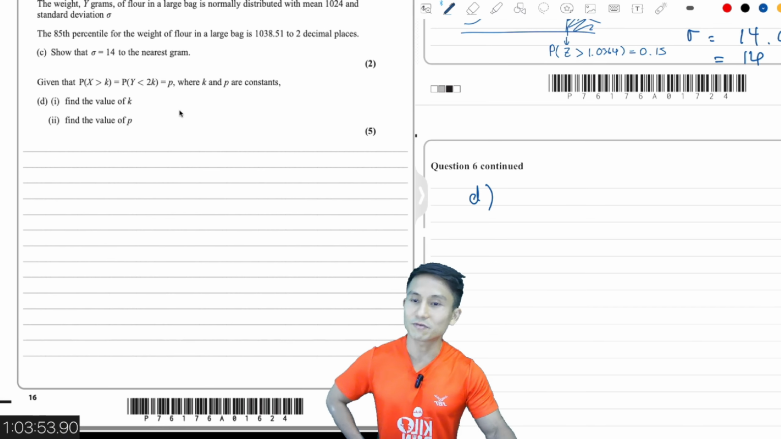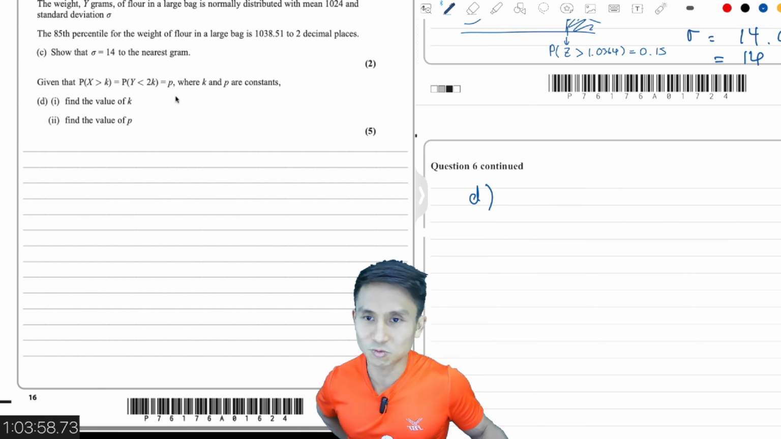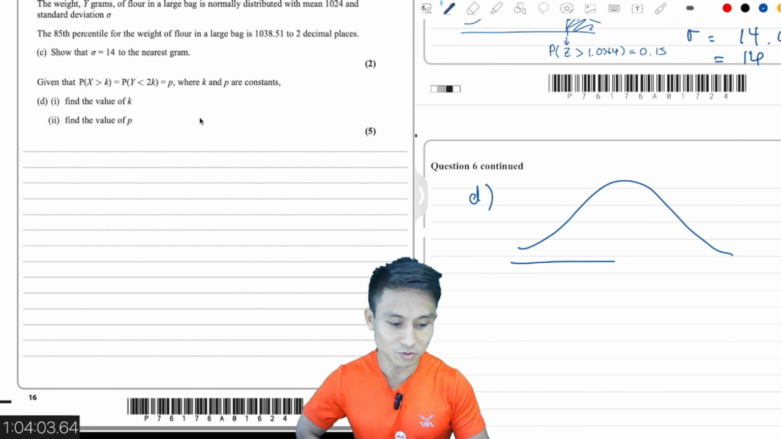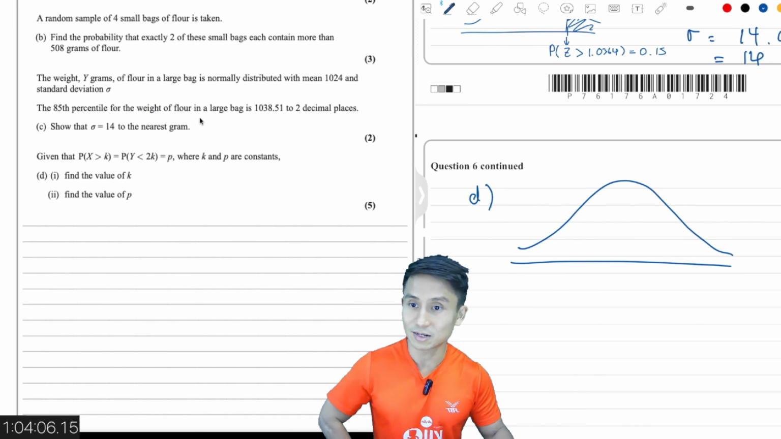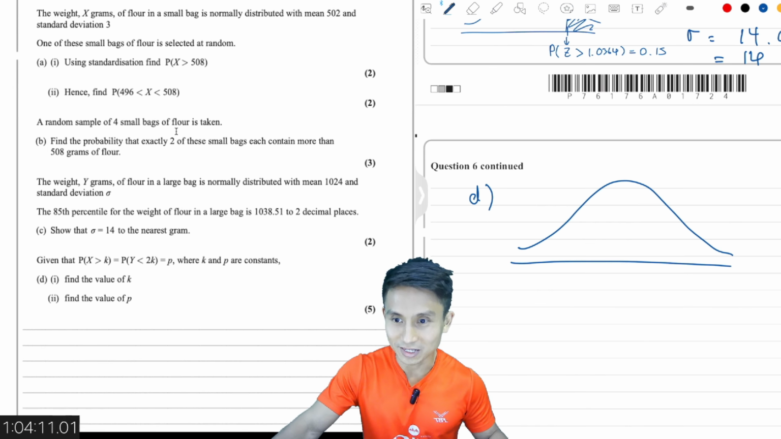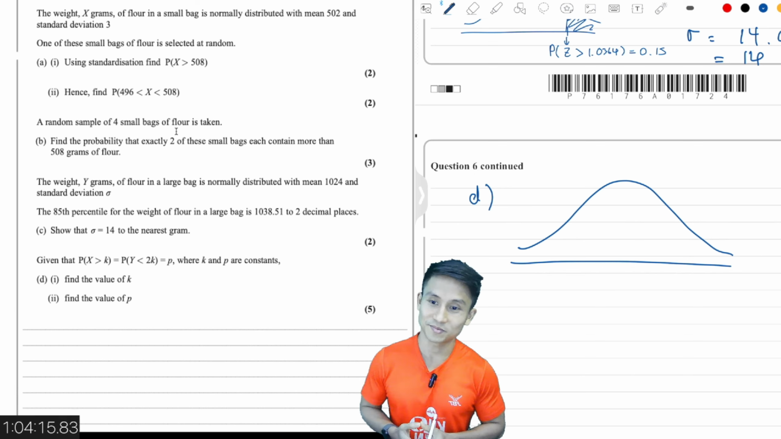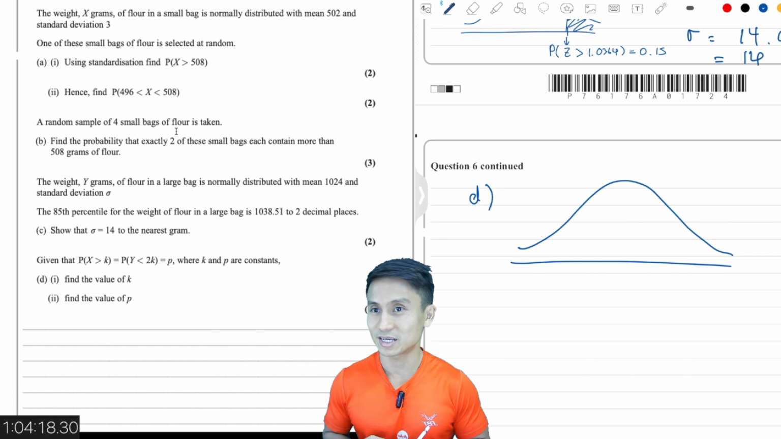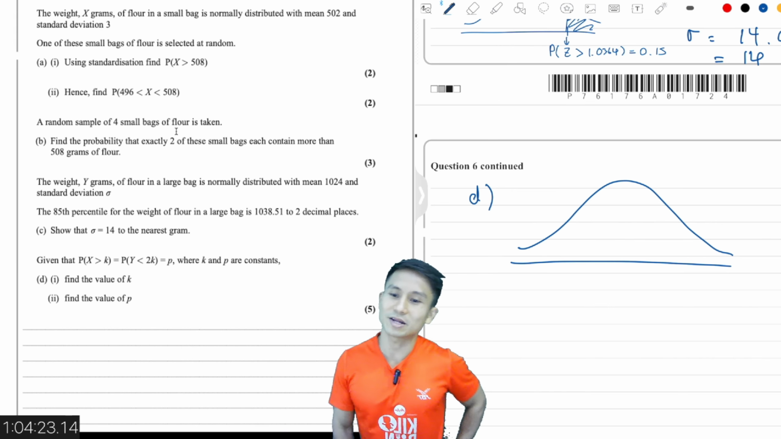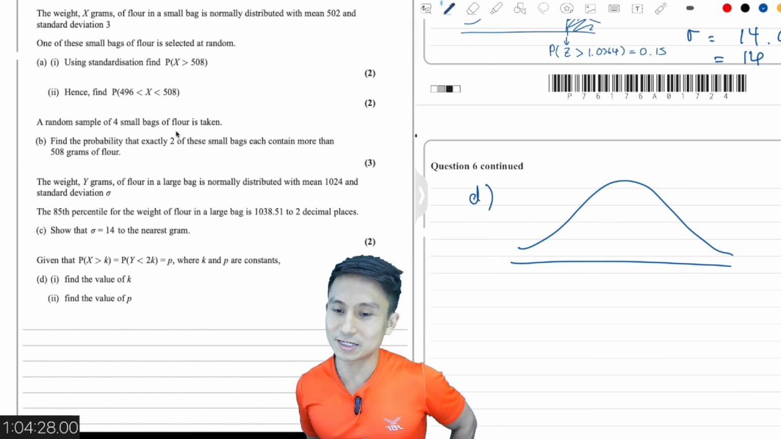Part D. Given that P of x greater than k is equal to P of y less than 2k equals p, where k and p are constant. All right, so this is the same distribution, right? Wait, x is the small bag, right? That's tricky. Okay, so we want to find P of x greater than k equal to P of y less than 2k.